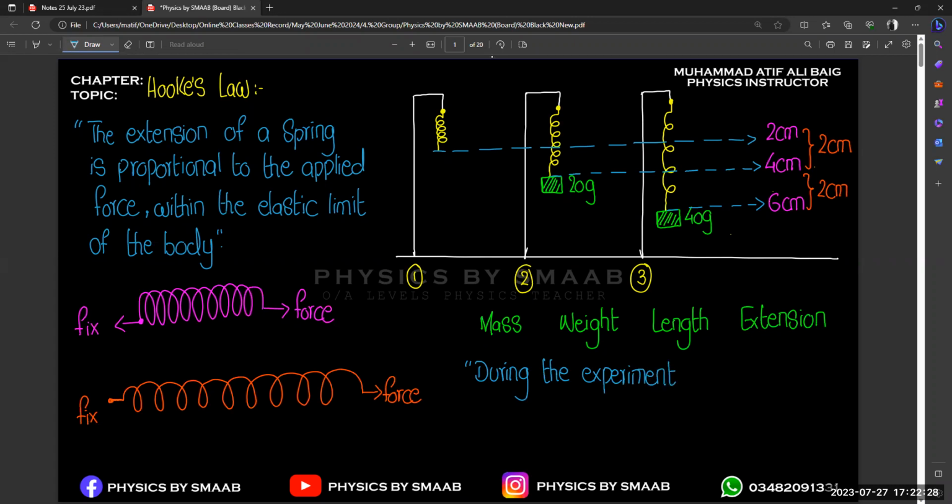So actually, when you are going to perform the experiment, according to Hooke's law, your length will automatically increase, your extension will automatically increase with the force, right? But after some time, your length will be stable, or maybe you can say that it will be at equilibrium, or your reading will be the same after adding some weight, because now we have the concept of elastic limit.